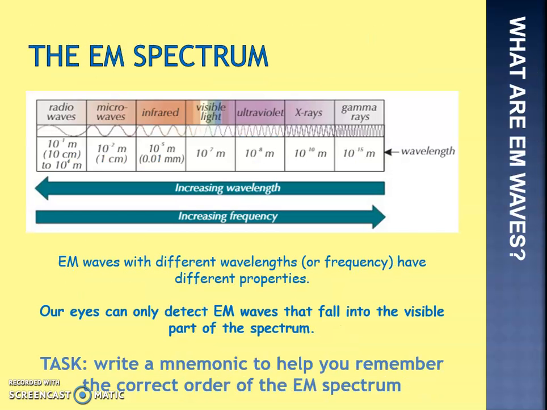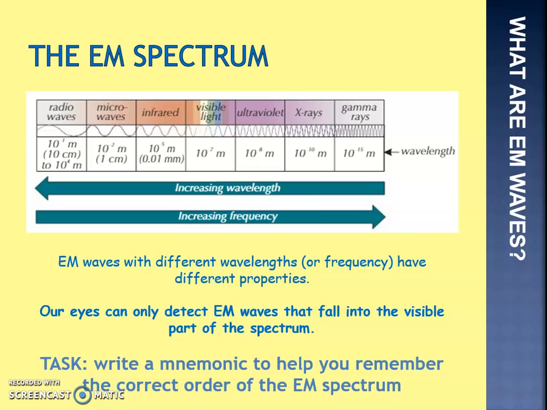Okay, so the EM spectrum. There are 7 different parts of the EM spectrum, and EM waves with different wavelengths have different properties. Our eyes only detect the EM waves that fall into the visible part of the spectrum. In order of decreasing wavelength, the EM spectrum is radio waves, microwaves, infrared, visible light, ultraviolet, X-rays, and gamma rays.